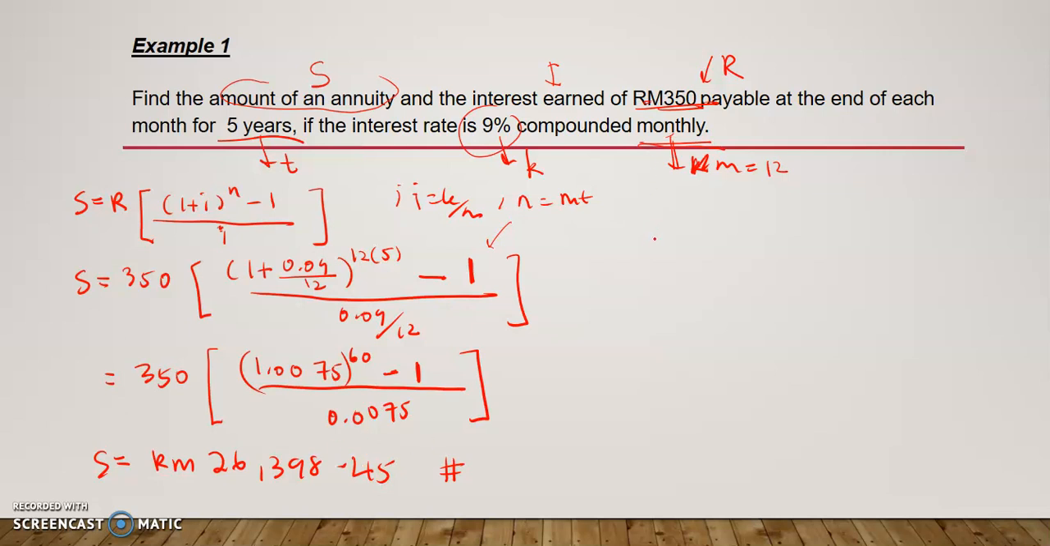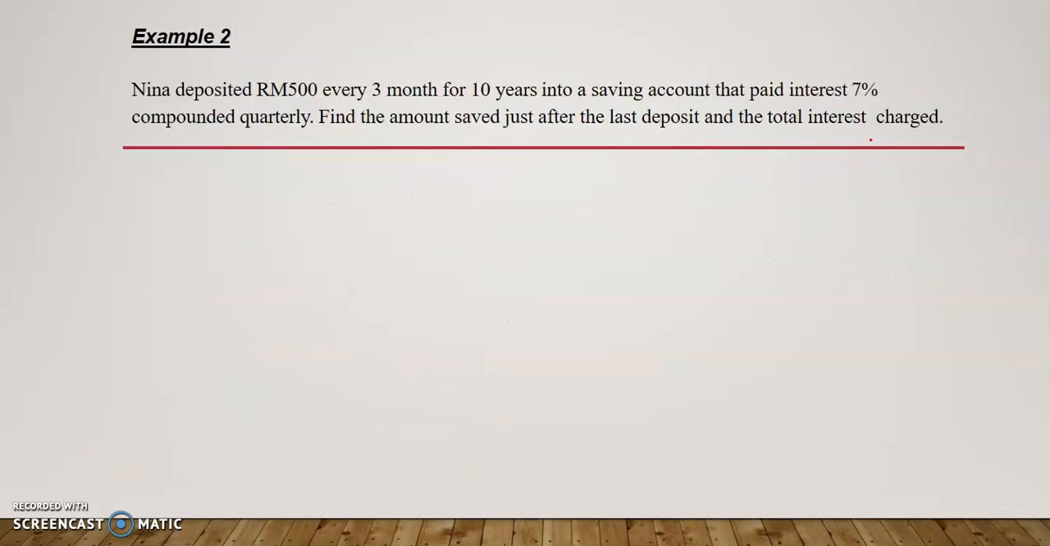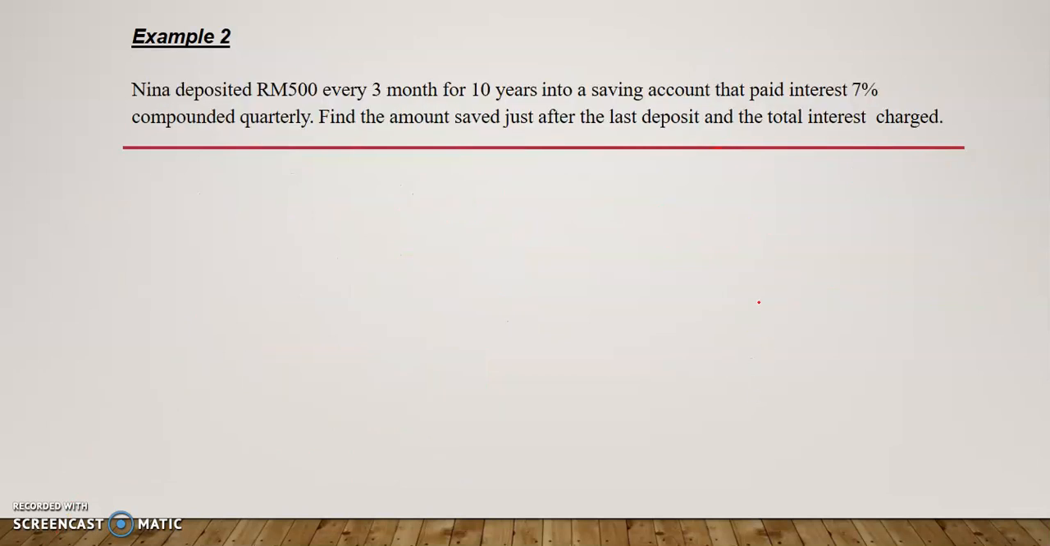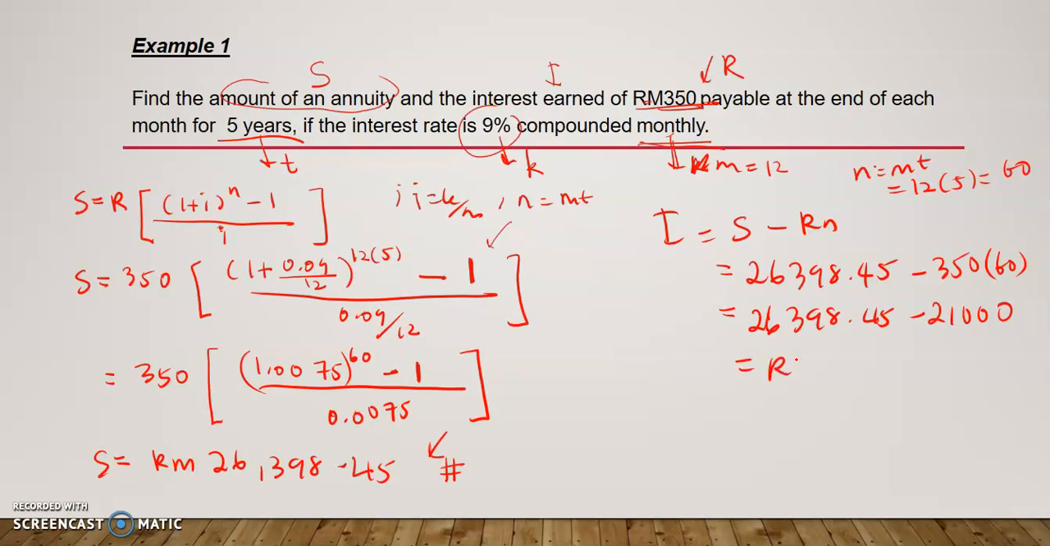Next step, find the value of I. I, the interest earned, equals S minus Rn. S is this amount here, minus Rn, where R is 350 and n equals mt. So n is 12 times 5, so n is 60. So 350 multiplied by 60. The final answer for I is RM5,398.45.